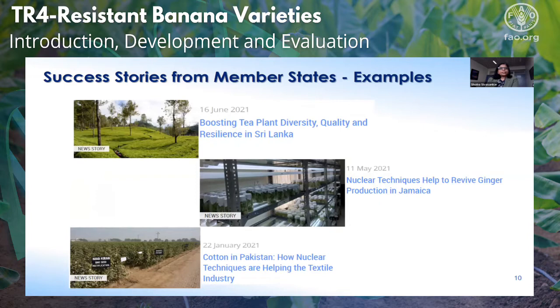A few recent success stories, just to present the type of work that we do. On the top is the boosting of tea plant diversity using single cell regeneration and mutagenesis, the technology that we are just trying to develop at this point. We have had success with the development of mutant lines of ginger resistant to soft rot. Another recent success is heat tolerant cotton varieties released in Pakistan, and these cover more than 40% of the total cotton grown in the country.